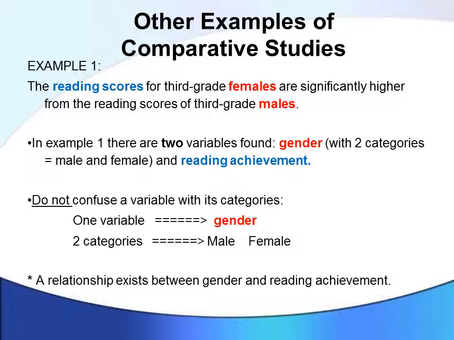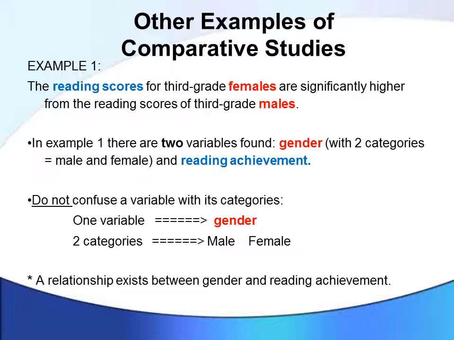So in the first example, there are 2 variables found. We have gender and reading achievement. Do not confuse a variable with its category. Gender has 2 categories, male and female. So we only say gender is the variable.